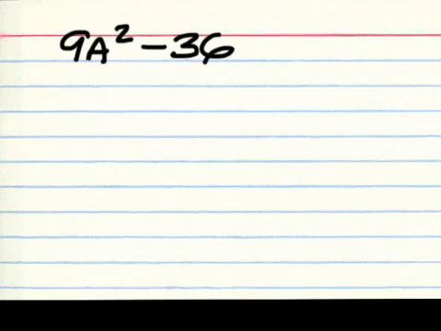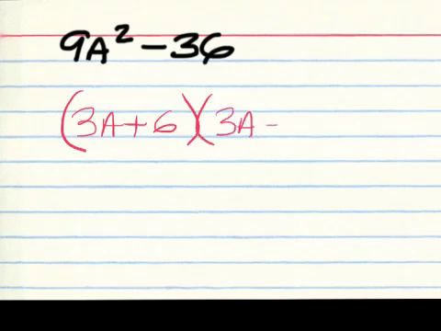Square root of 9a squared is 3a. And then square root of 36 is 6. So it's 3a plus 6, 3a minus 6.